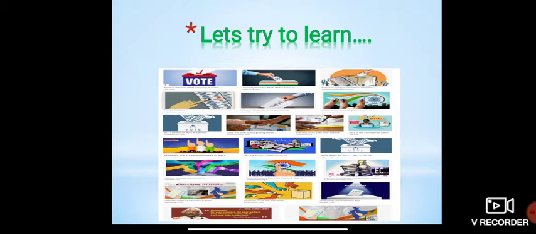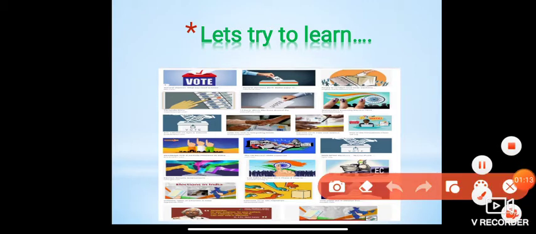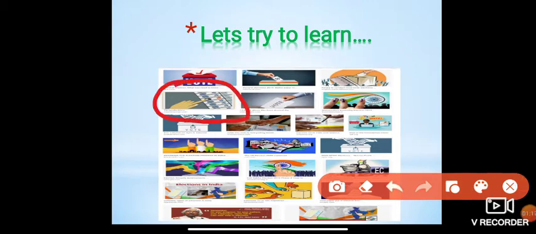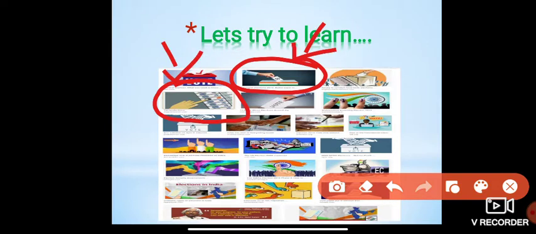Okay, so I want all of you to first observe the picture. As you can see in the given picture, I want all of you to go through it. It's very simple to understand. This is a ballot paper and this is the EVM, the electronic voting system. That is the ballot, the ballot paper or ballot system.